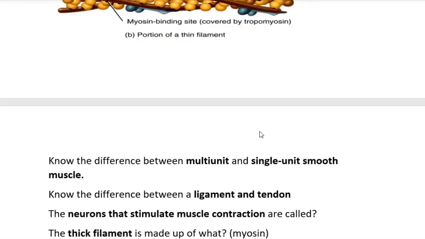You need to know the difference between multi-unit and single-unit smooth muscle. Smooth muscle tissue in which cells are individually sent signals to contract is going to be your multi-unit, okay? And multi-unit muscle is going to be more for fine-tuning, small movements. You're going to see multi-unit smooth muscle in the iris of your eye, for example, to precisely control the diameter of the pupil.